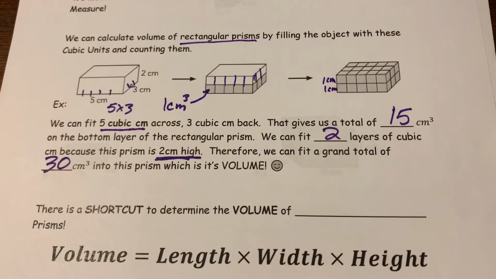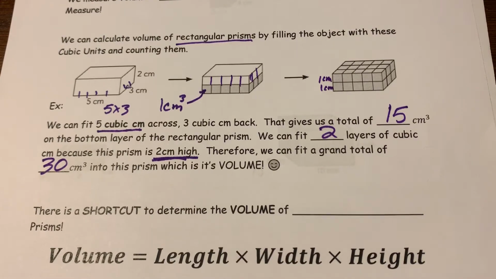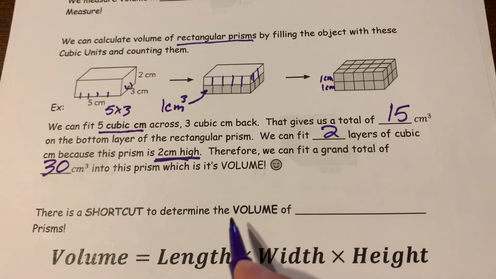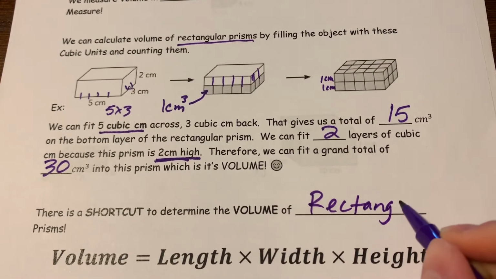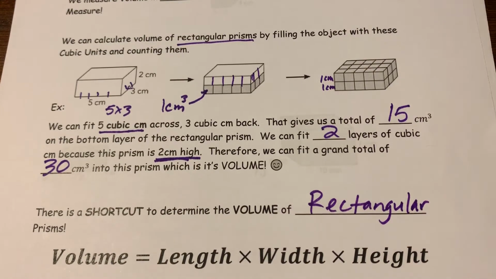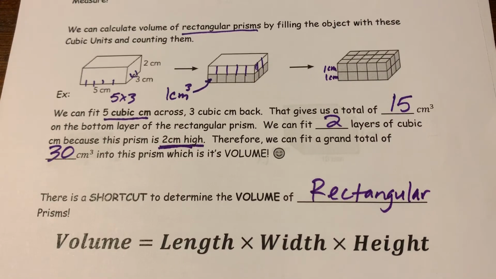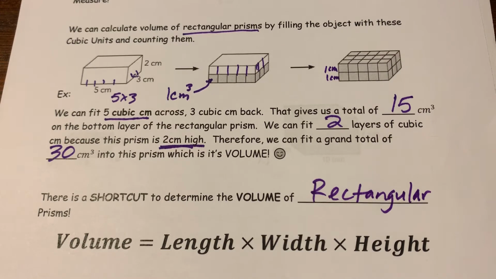Now, it can be really time consuming to create these pictures with the boxes and count them all up. So thankfully, we do have a formula or an equation we can use. We're going to take a look at just rectangular prisms for today. And the shortcut for the volume of a rectangular prism is all you need to actually do is multiply the length times the width times the height.